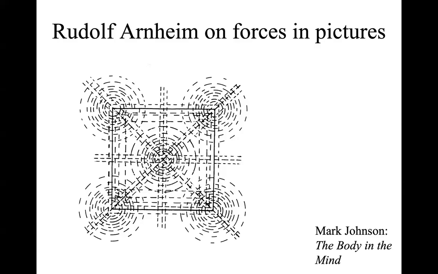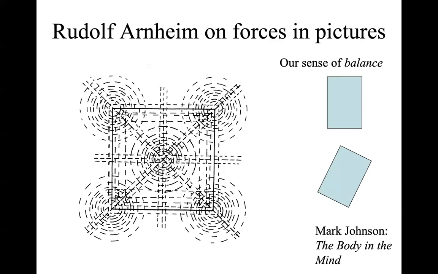And even if you don't have paintings, you can see forces. So I have here two rectangles. And you immediately see that this one is in balance and this one is imbalanced. Why do we think that one is in balance? Well, simply because this line is vertical, this line is not vertical. And verticality for us is the dimension in which gravitation works. Our lives are very much dependent on handling gravitation.